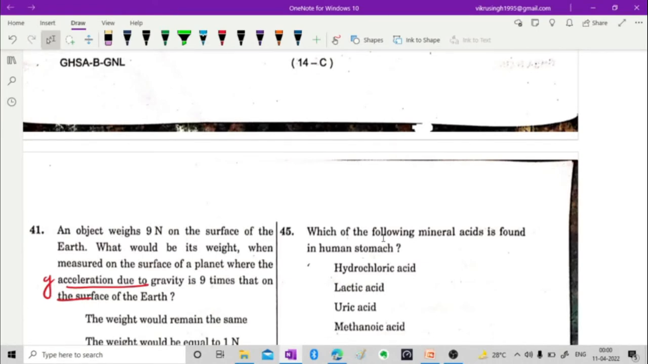Which of the mineral acids... we should know what the mineral acids are, what the types of acids are. Mineral acids kise kehte hain, aur organic acids kise kehte hain. Mineral acids are found in the earth's crust, jaise chlorides, hydrogen chloride, ye sab milte hain.